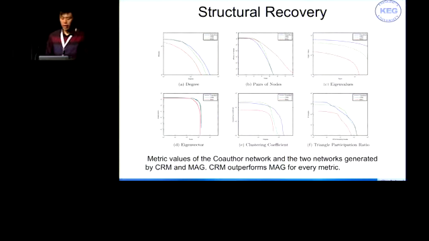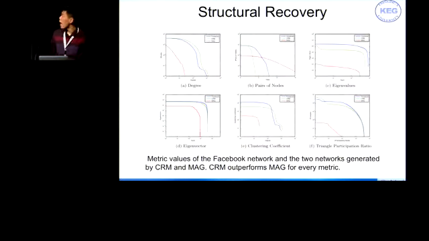The blue line is the original network, which is the ground truth, and the green one is the result of the proposed model, CRM, and the red one corresponds to the baseline method. Obviously, the better result will be closer to the curve of the ground truth. And it is shown on the figure that the proposed method consistently achieves a better result on each one of the metrics. And a similar result can be shown on the Facebook network.